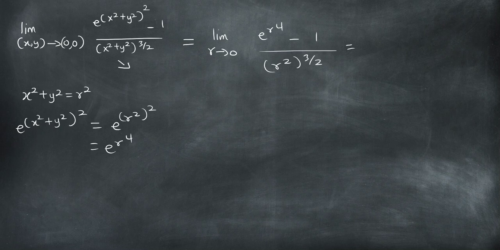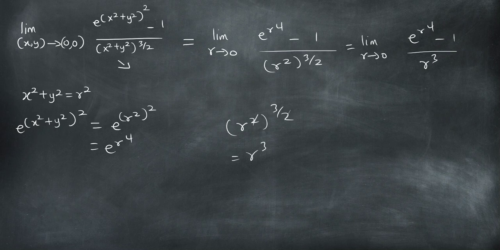So let's simplify this. I'm going to have the limit as r approaches 0 of e to the power r to the power 4 minus 1, divided by, when you have r squared to the power 3 on 2, these two will cancel out these two. So you're going to have r to the power 3 here. So this will be the expression now. You see that now the only variable here is r. It is no more x and y.